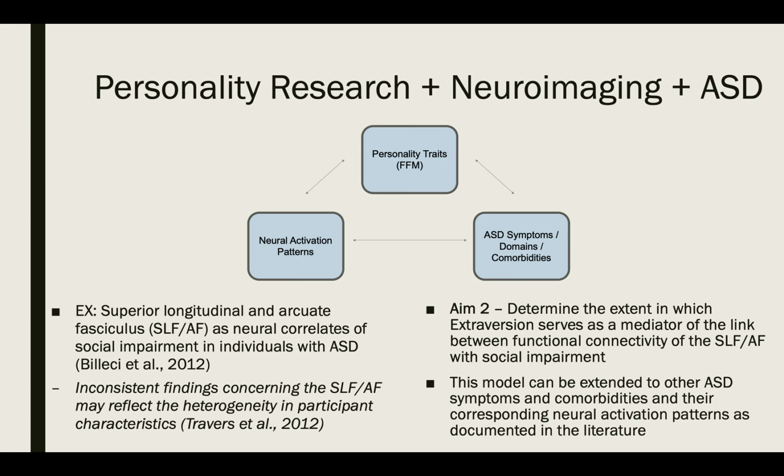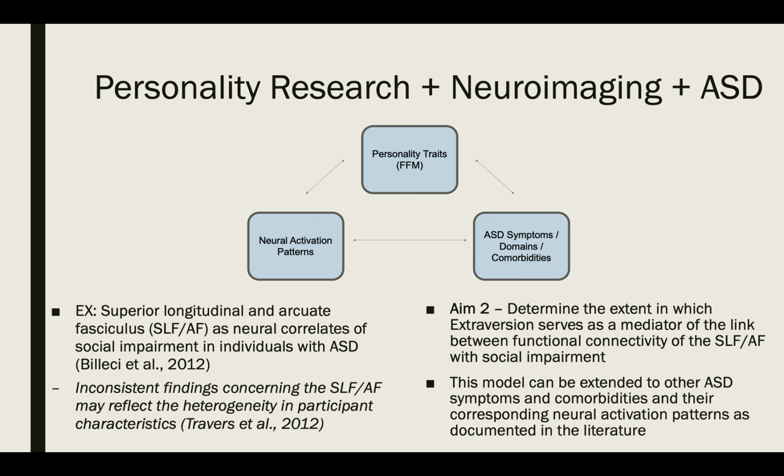Extending this line of inquiry, presented is a hypothesized mediation conceptual model, in which I hypothesize that personality traits, as described in the five-factor model, serve as mediators of the link between neuroactivation patterns and ASD symptoms and comorbidities. This mediation model may prove to be particularly useful in resolving the disparate findings in the ASD neuroscience literature. For example, although the superior longitudinal fasciculus and arcuate fasciculus are associated with social impairments in individuals with ASD, there have been inconsistent findings regarding the SLF-AF, an issue that this model may shed light on.